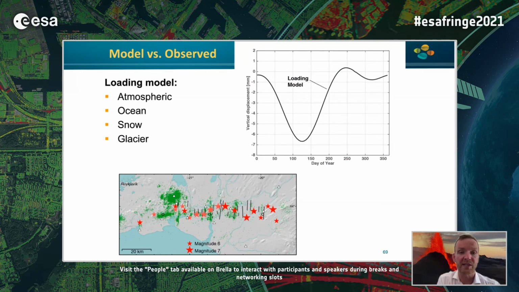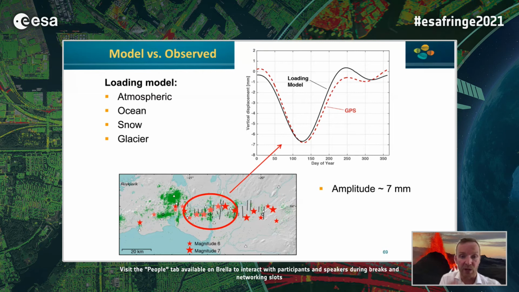So here you see one seasonal cycle of predicted displacement in the center part of the zone after adjusting the amplitude. You do that by changing the stiffness of the crustal and subcrustal material, and then you can compare it to the average GPS displacement. You can adjust this, and it turns out the phase matches very well.